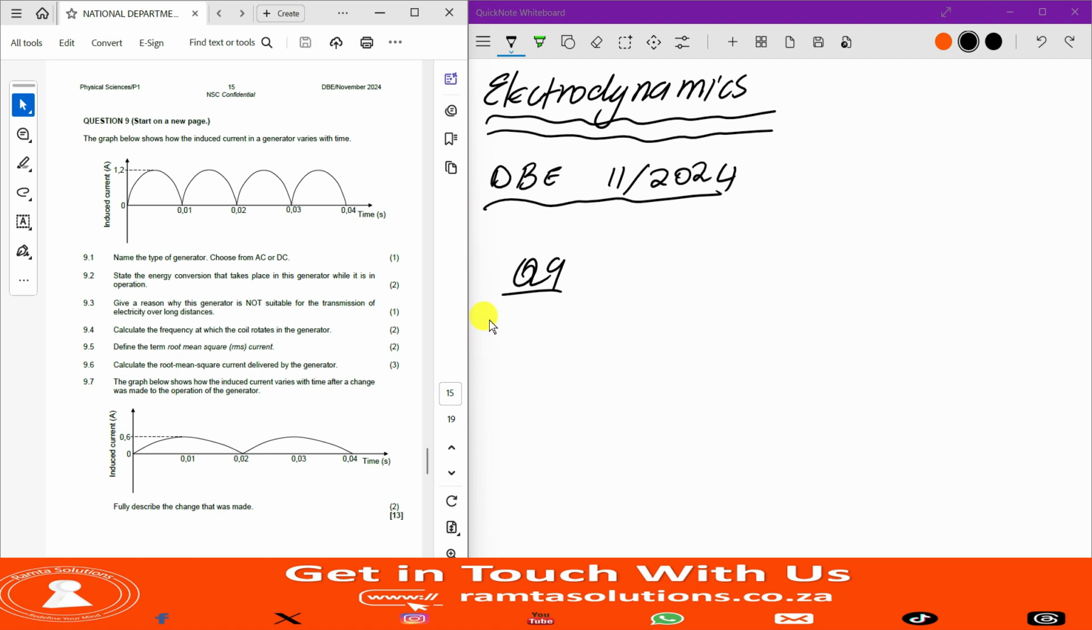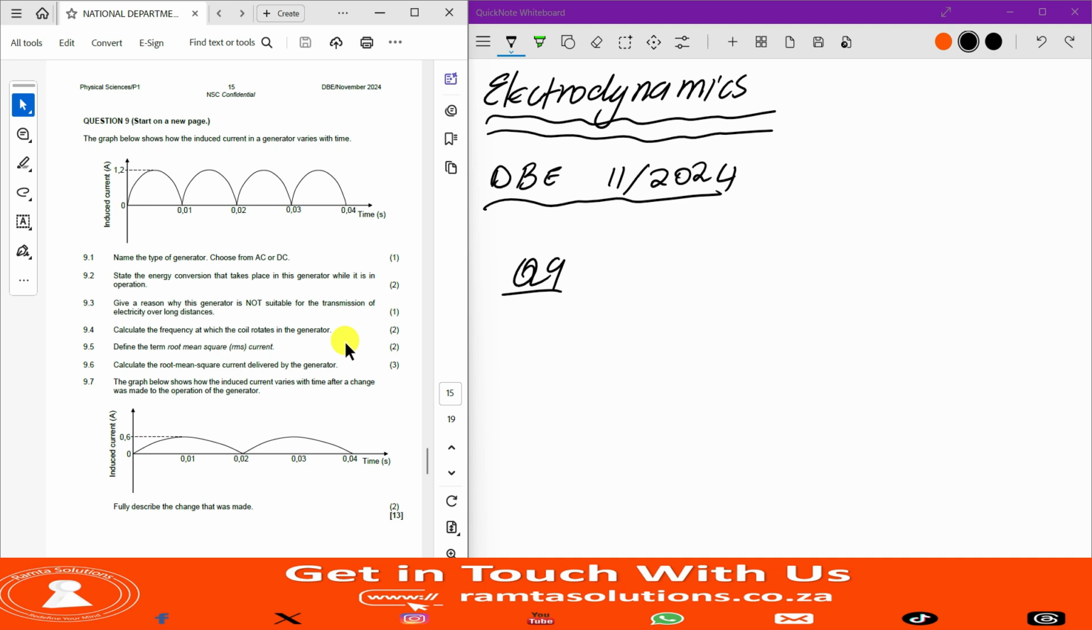So let's see now. Question 9. The graph below shows how the induced current in a generator varies with time. We can see the maximum current.